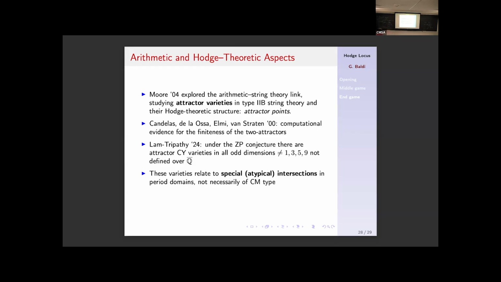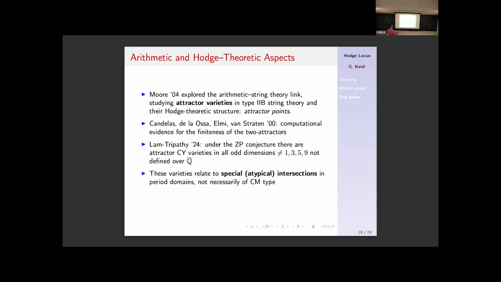I gave you this Noether-Lefschetz example, but in fact there were some other examples. That's quite remarkable. So there is some computational evidence. There's also a paper of Lamb and Tripathi from 2004 that assumes the Zilber-Pink conjecture and shows that there are attractor Calabi-Yau varieties in all dimensions different from 1, 3, 5, and 9, which are not defined over Q bar in some sense.